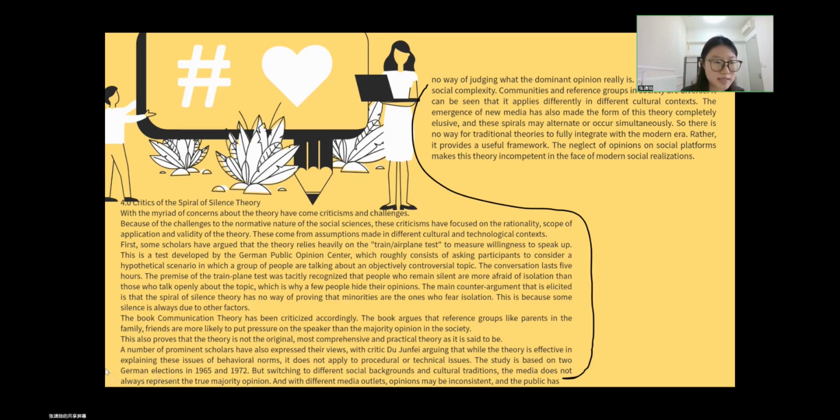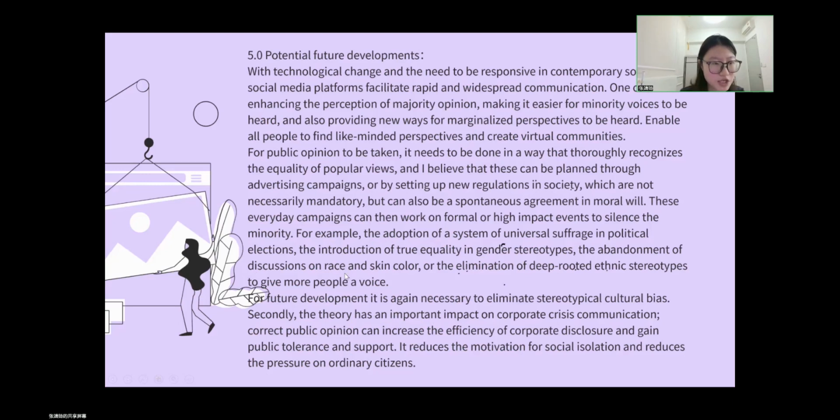To conclude, we discussed the potential future development of the theory, and we took the need for social-based change and social responsiveness as an entry point, arguing that social media platforms could pay more attention to minority opinions, as well as reducing marginalization so that people are generally fulfilled. For example, create virtual communities or plan advertisements, etc. To establish new social rules.